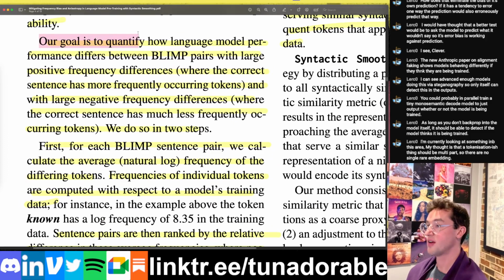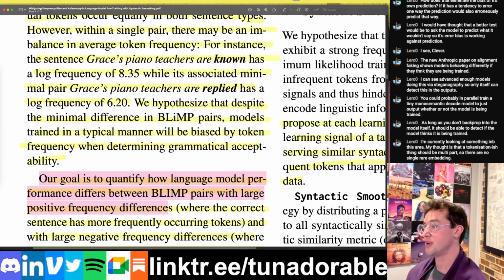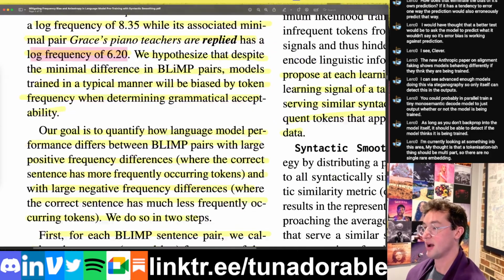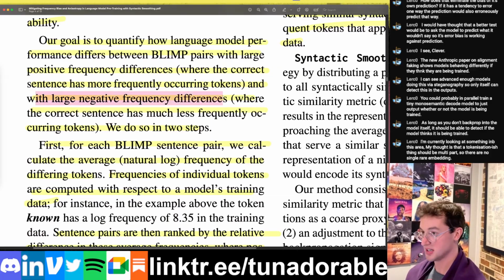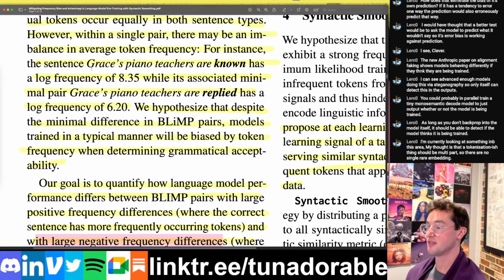Our goal is to quantify how language model performance differs between BLIMP pairs with large positive frequency differences. So pairs that have a very big difference of frequency, we want to characterize how models act in those scenarios, and with large negative frequency differences, aka imagine if the sentence that is grammatically correct had a lower frequency than the sentence that is grammatically incorrect, which had a higher frequency, right?